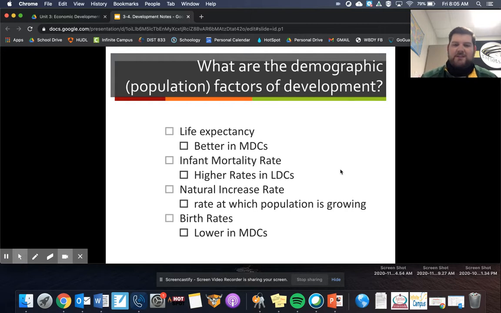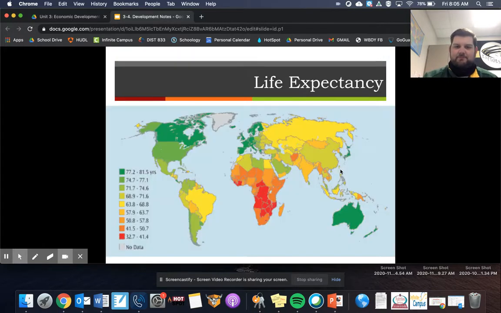Natural increase rate: population grows faster in LDCs than it does in MDCs. We talked about where population growth is occurring the most, in sub-Saharan Africa and Southeast Asia, and those places are generally less developed than others. So the higher the population growth, the more of an LDC it is. Birth rates, again: higher birth rates equal LDCs, lower birth rates equal MDCs.